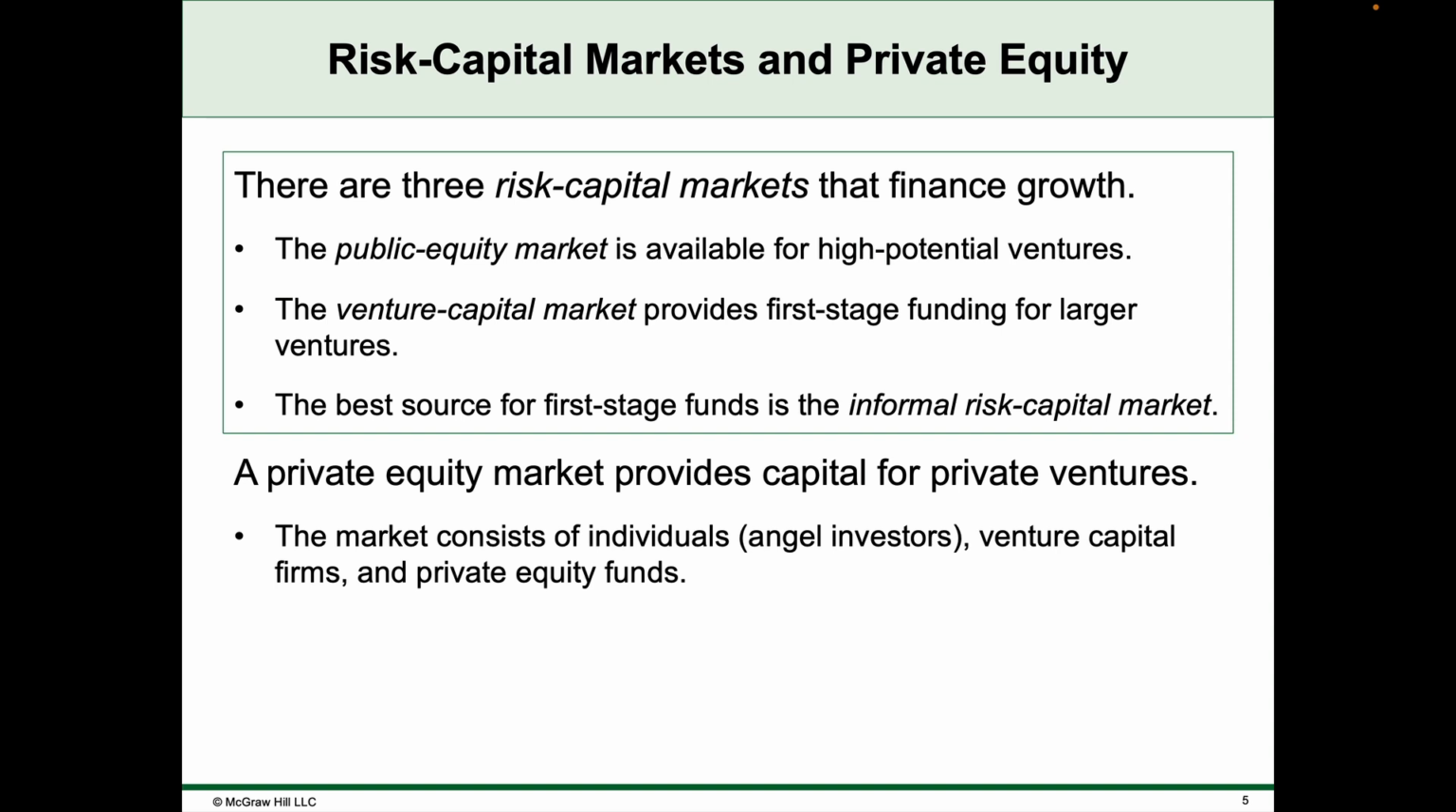The three risk capital markets are the informal risk capital, an area of risk capital markets consisting mainly of individuals; the venture capital market, that is the market comprised of formal firms; and the public equity market. All three markets can be a source of funds for stage 1 financing. The public equity market is available only for high potential ventures, particularly when high technology is involved.